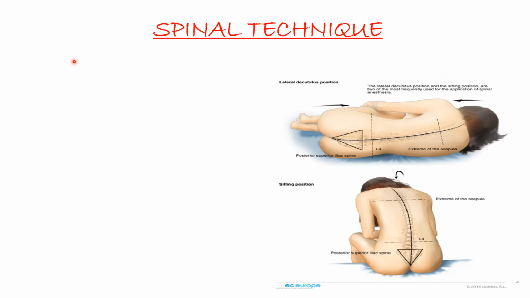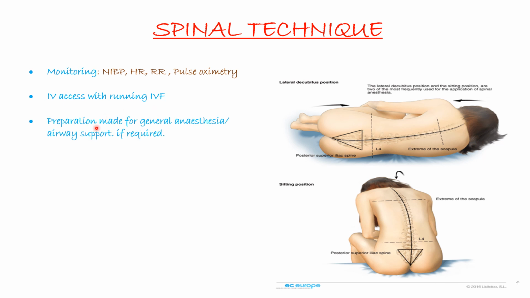So for the spinal technique, the preparation: you do monitoring through non-invasive BP monitoring, heart rate, respiratory rate, and pulse oximeter. You also give IV fluid access and then you put a running IV fluid. And then you do preparation for general anesthesia, that is airway support if required. The reason behind this is that if you need to change to general anesthesia, then you need to be ready. And this is very important in an emergency session.